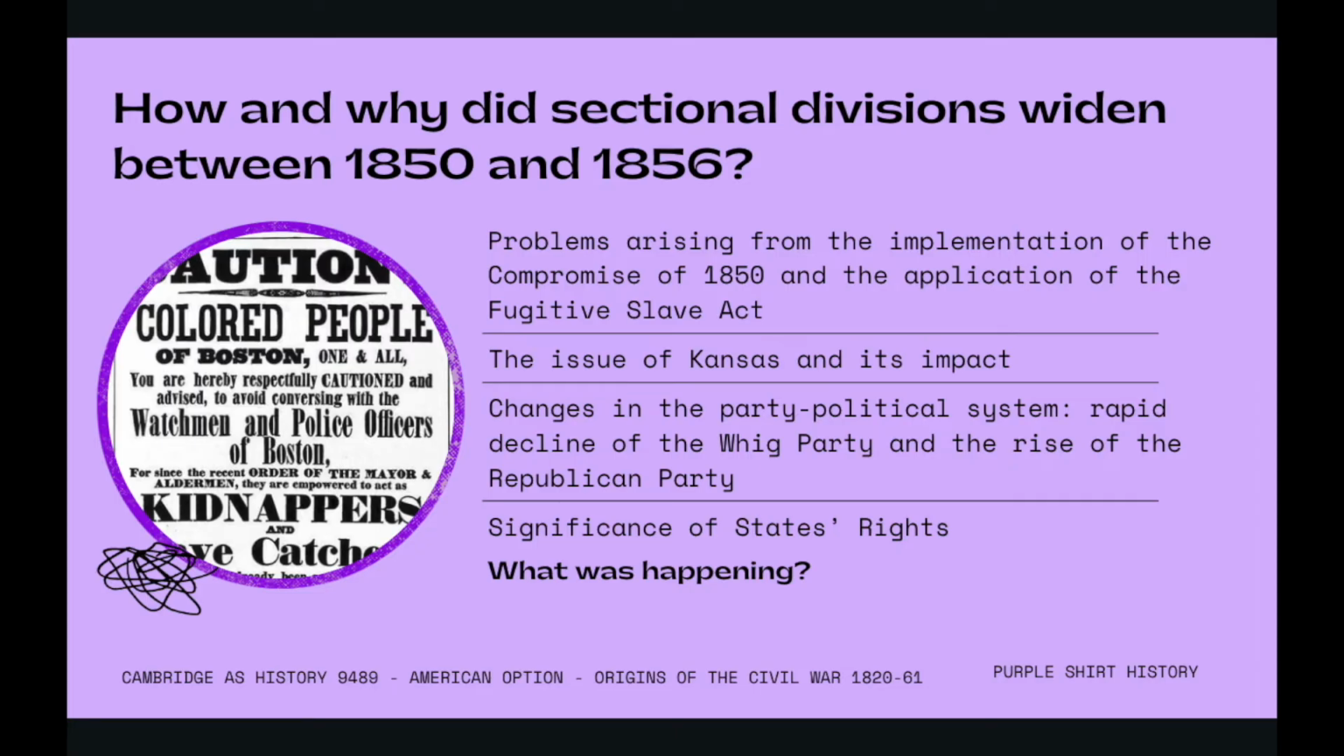For instance, Kansas is set to become a state in the Union. There are people flooding into Kansas who are both pro-slavery and anti-slavery. They set up rival capitals, and eventually they're going to start killing each other. This is a mini civil war called Bleeding Kansas.